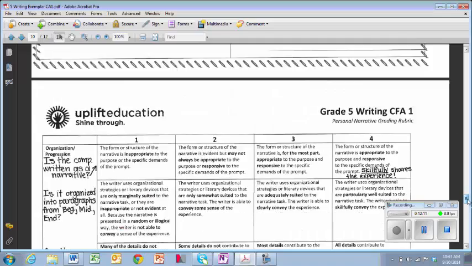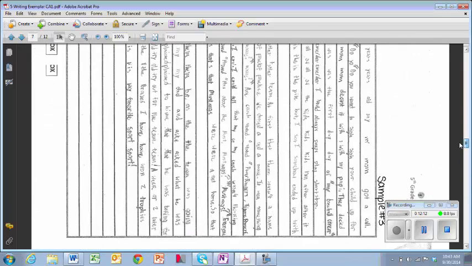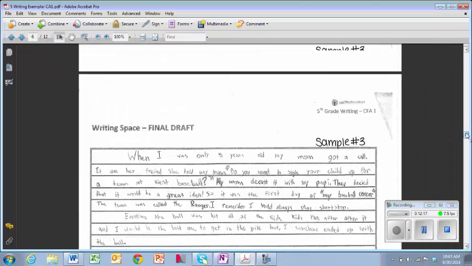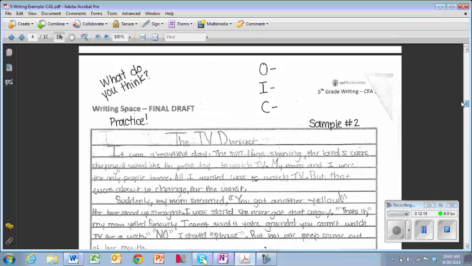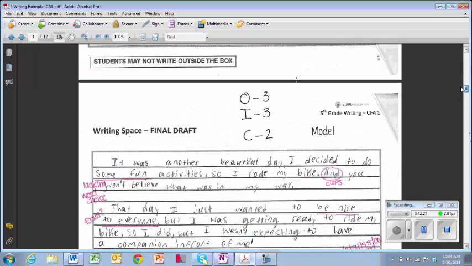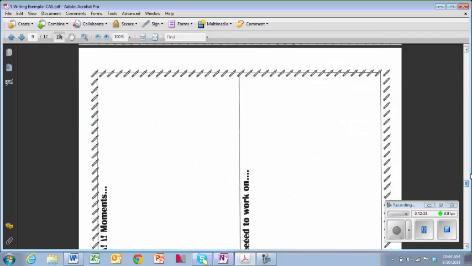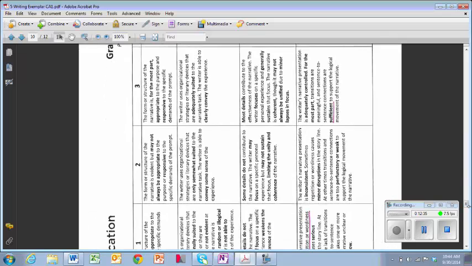So then what you would want to do is go to that scholar's paper, and you would want to write into the top what they were awarded for organization right here. So you wouldn't give it for every single line of the rubric, but just overall for organization. So ideas and conventions are quite a bit easier than organization.